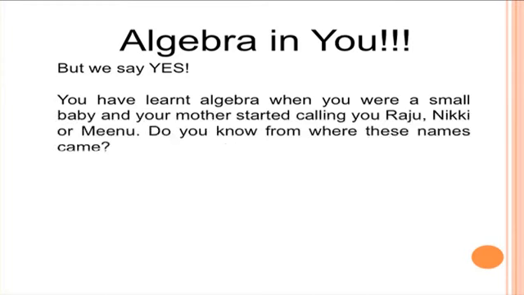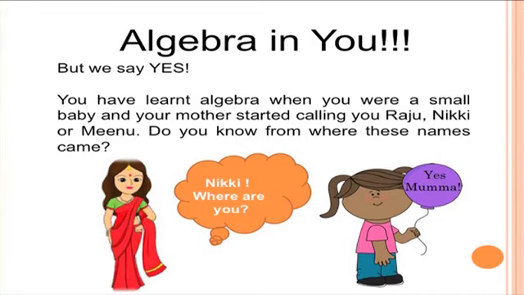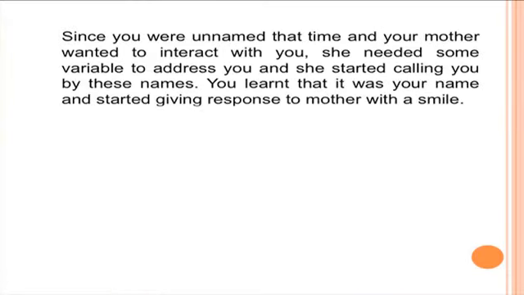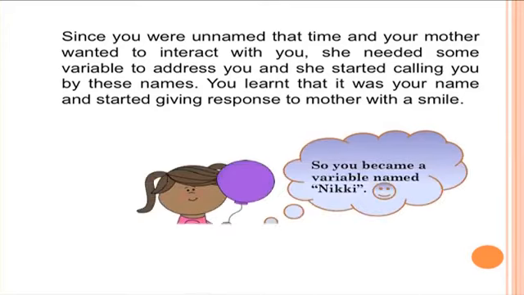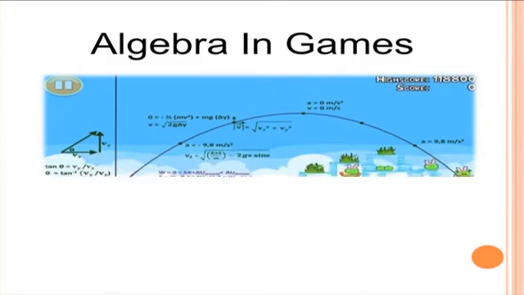But there is algebra in you, and so we say yes. You have learnt algebra when you were a small kid and your mother started calling you Raju, Nikki or Meenu. Do you know from where these names came? Since you were unnamed at that time and your mother wanted to interact with you, she needed some variable to address you, and she started calling you by these names. You learnt that it was your name and started responding to your mother with a smile, so you became a variable named Nikki.